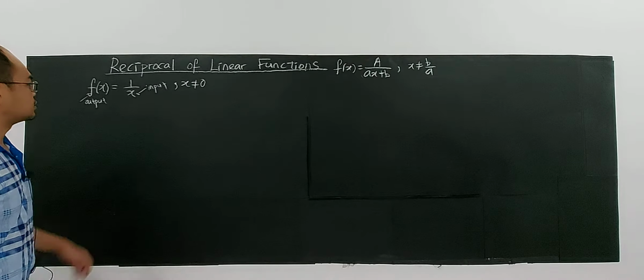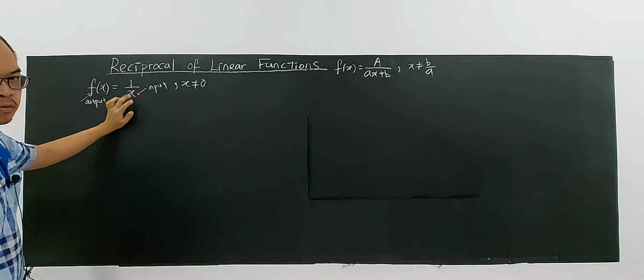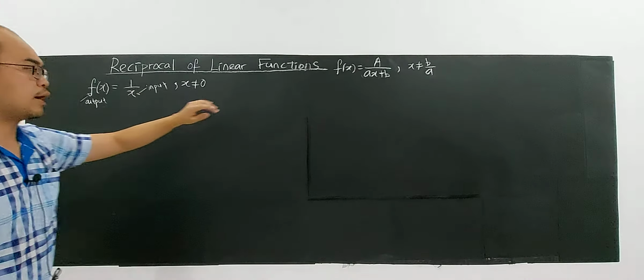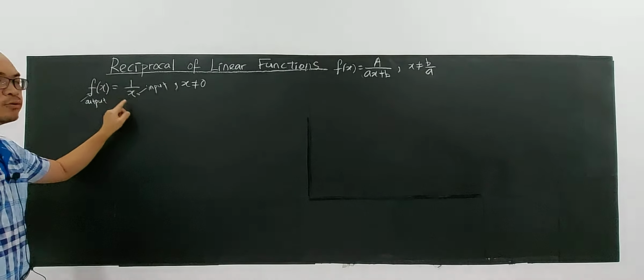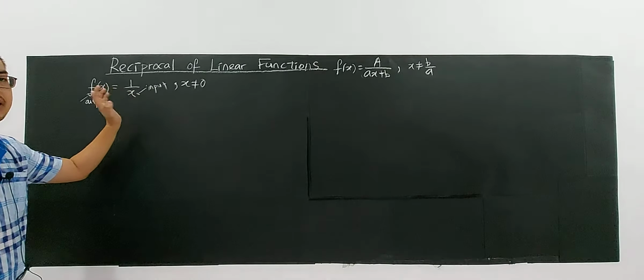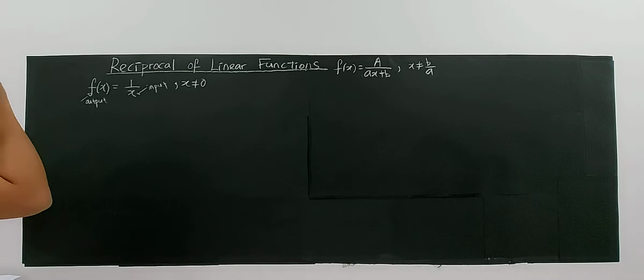So now, if you say 1 over x, x cannot be 0. This is the definition of a reciprocal function, where the output can take any value except 0. It means that the denominator can take any value except 0. So it's the same thing.